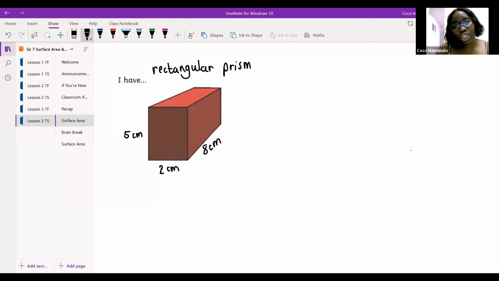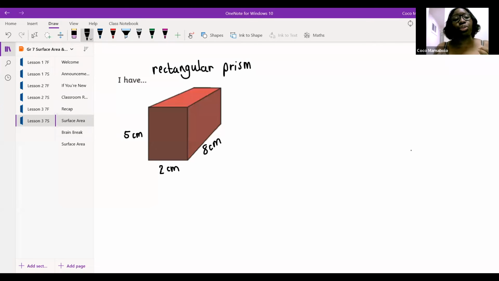Do the faces of a rectangular prism look the same like in a cube? Are they the same? Remember when we did the cube, they all looked the same. They were all squares. It was all made up of squares. Is this one made up of the same type of face? No, it's not. It's not made up of the same type of shape. So we cannot use the same idea that we used to calculate the surface area of a cube to calculate the surface area of a rectangular prism.